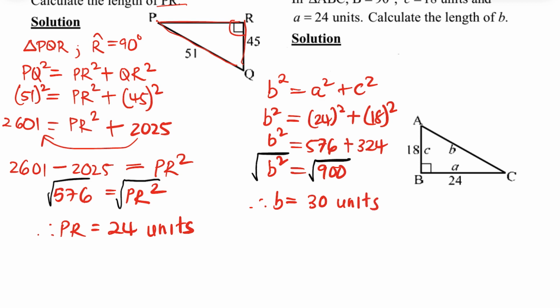Guys, all the time, whatever answer that you're going to have for the sides, it will always be positive. So therefore your B must be greater than 0. And here your PR must be greater than 0, which means it must be positive. All the values that we calculate here must be positive.